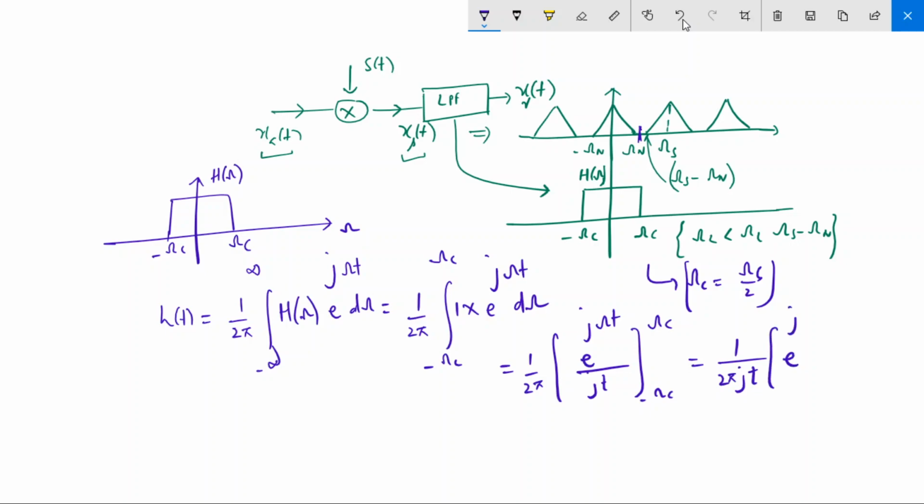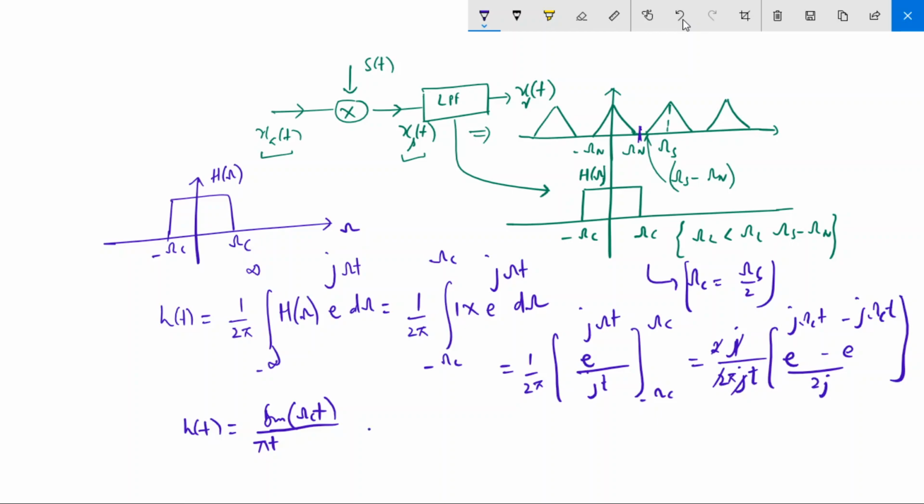So you can take the limits: e raised to power j omega c t minus e raised to power minus j omega c t. So if I divide this with 2j and here multiply with 2j, this will become a sine function, and this 2j will get cancelled. What you are going to get here is h(t) as 1 by pi t, and in the numerator you will get sine of omega c t.